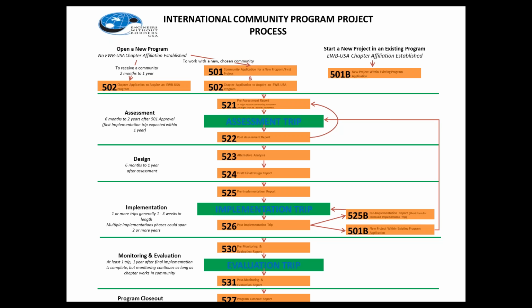After design, it moves into implementation, and this is where most chapters include their education, which is an operation and maintenance manual, which is what you would provide to the community after the implementation, so that it is clear to them how to operate the system that you've implemented and how to maintain it well into the future. And then finally, at least a year after the implementation, a chapter will travel to monitor and evaluate the implemented project, and again, see if the system is being maintained and operated by the community and they're taking ownership of it.